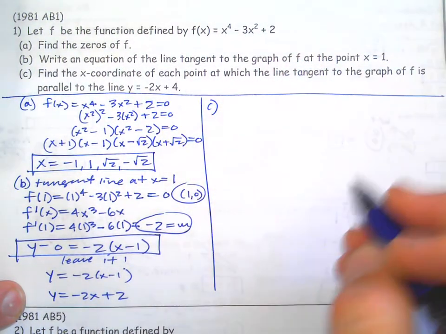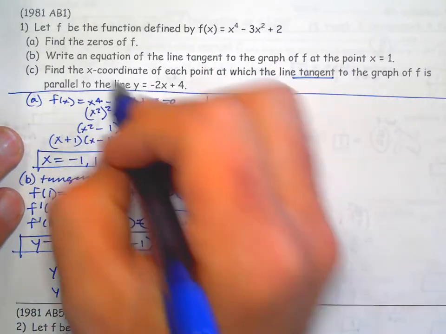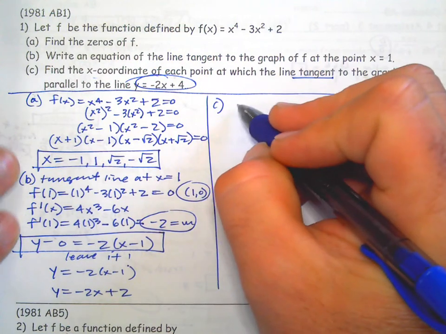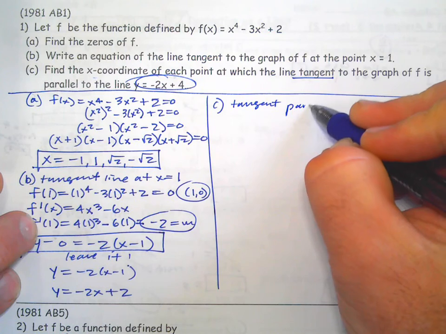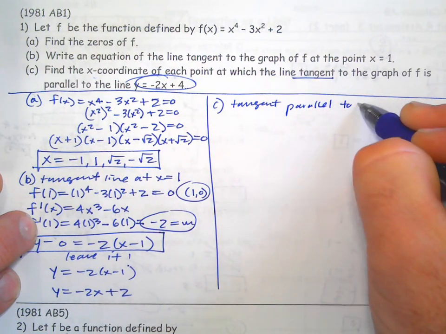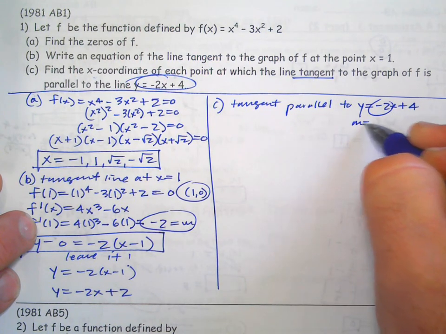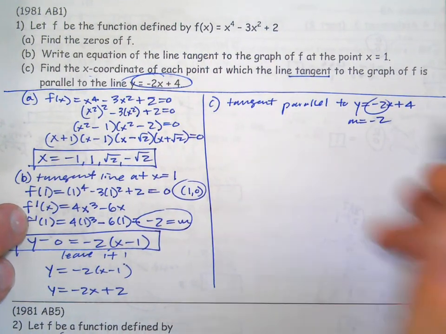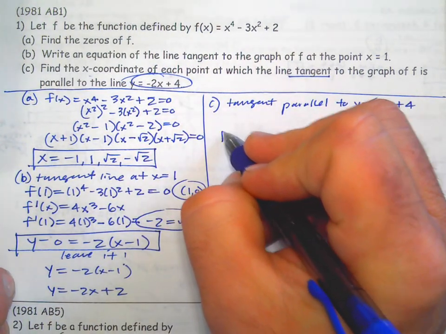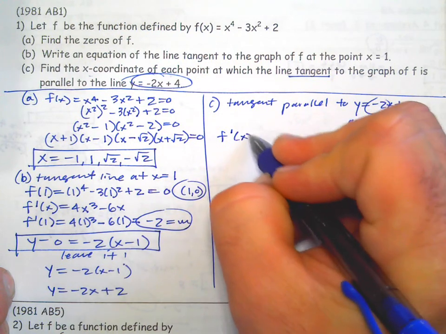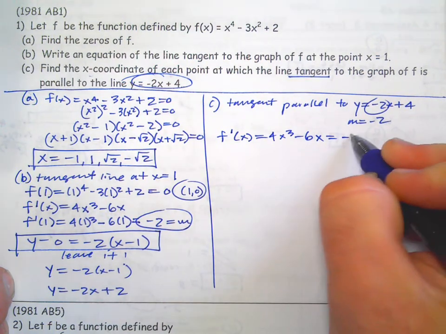Part C says, find the x-coordinate at each point at which the line tangent to the graph is parallel to this line. So tangent parallel to y equals negative 2x plus 4. So parallel lines have equal slopes. So we got to figure out, where does the tangent line have that same slope? So we take the derivative, which we already found before, but I could rewrite it, and set it equal to negative 2 and figure out when that happens.